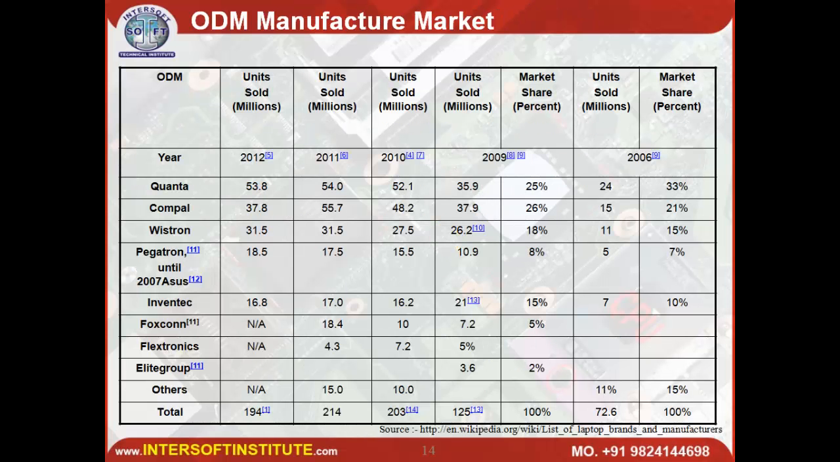And the original device manufacturer market, how much of the market they are covering. It is taken from the source Wikipedia, you can see it on the net also. In 2012, Quanta had a market of 53, meaning it manufactured 53.8 million boards. Compal made 37.8. Wistron made like this, all model details are given. These are the manufacturing figures of 2012, 2011, like that. They manufacture different models. So this is a market summation from the websites.